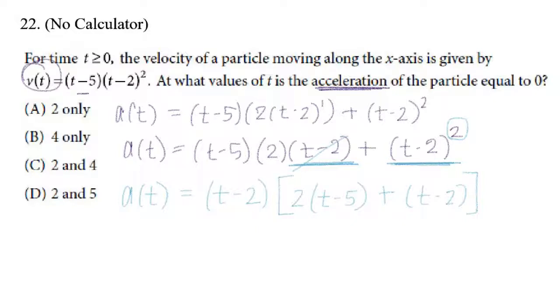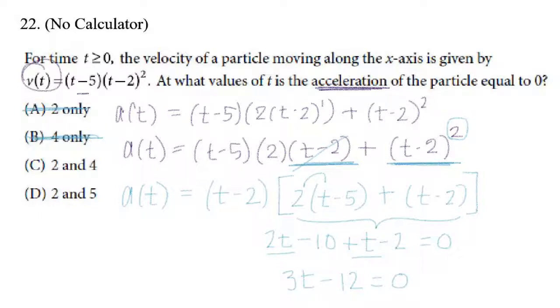Now, keep in mind, we're looking for where acceleration is 0. So if I set this equal to 0, then I see pretty quickly that t equals 2 is 1, but then I also have other stuff over here. So let's look over here at this. We can go ahead and multiply this out. So I have 2 times t minus 10, and then here plus t minus 2, that's all equal to 0. And then combining these terms here, we have 3t minus 12 equals 0.